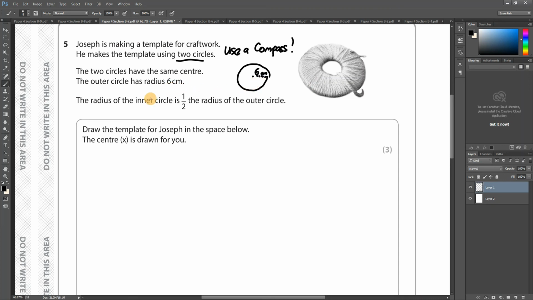because the second circle, the radius of the inner circle is half the radius of the outer circle. Half of 6 is going to be 3 centimeters. So you're going to have to do your radius for your second circle at 3 centimeters and draw another circle as well. So that's going to look like, obviously, something like that. And you're going to have 3 centimeters for the radius for that, from the center to the edge.